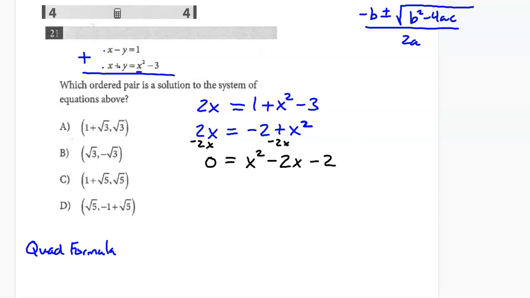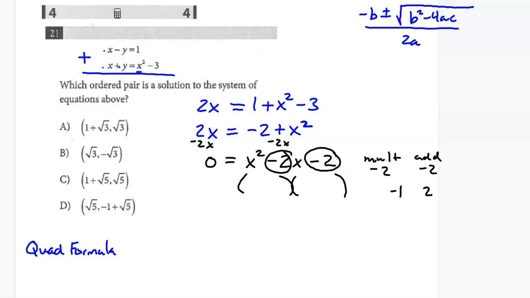Now usually, I would try to factor this. I would say, okay, let's find two numbers that multiply to make negative 2, but then they have to add to make negative 2. And I don't think I can do that, because the only way to make negative 2 by multiplying is either negative 1 times positive 2 or positive 1 times negative 2, and neither of those add up to what they're supposed to. So that tells me, uh-oh, factoring is not going to work. I'm going to need to use the quadratic formula.